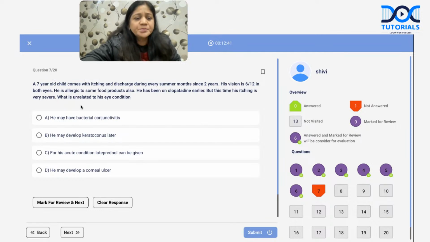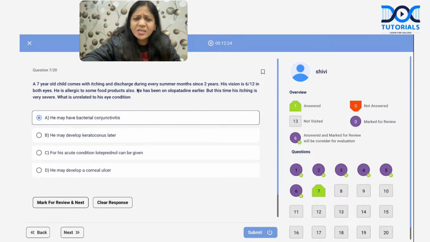What is unrelated? So he may develop a bacterial conjunctivitis. He may develop a keratoconus later. This is absolutely correct. Keratoconus हो सकता है. For his acute condition, I can give a low dose steroid. This is absolutely true. He may develop a corneal ulcer. Yes, shield ulcer हो सकता है. But bacterial conjunctivitis, no. Bacterial conjunctivitis का इससे क्या relation है? Why will he develop an infective condition? He has an allergy. So why will he develop a bacterial conjunctivitis? This is an odd man out, guys.